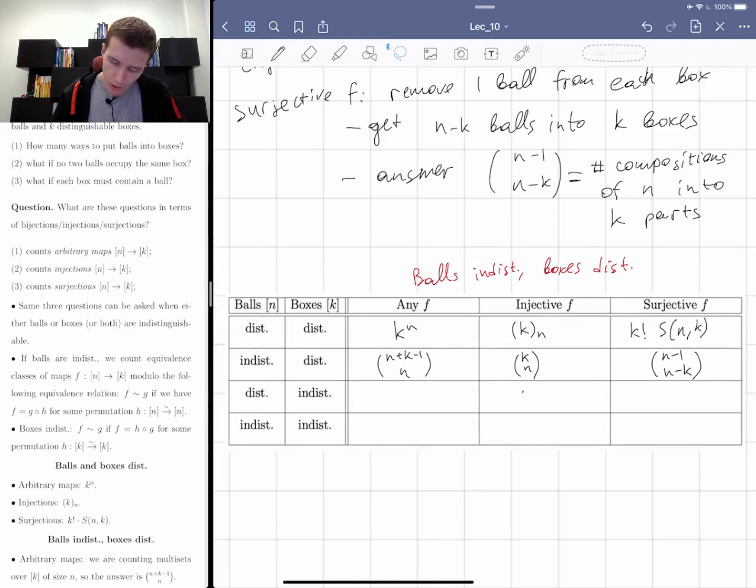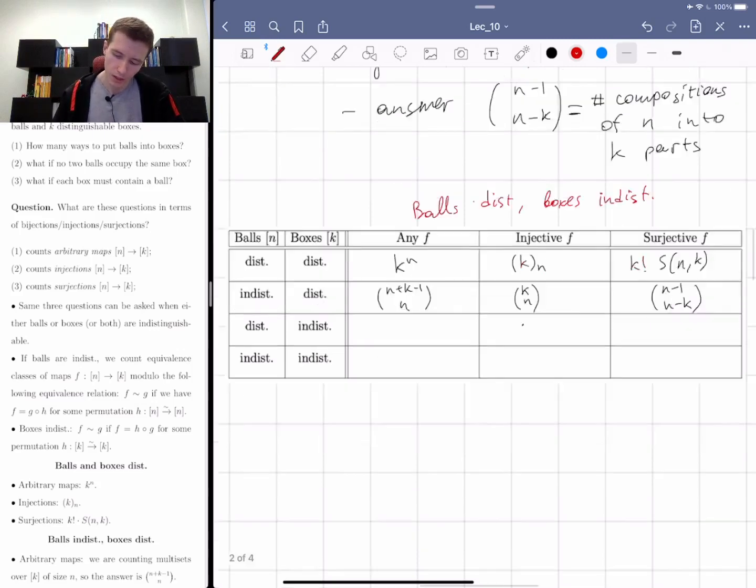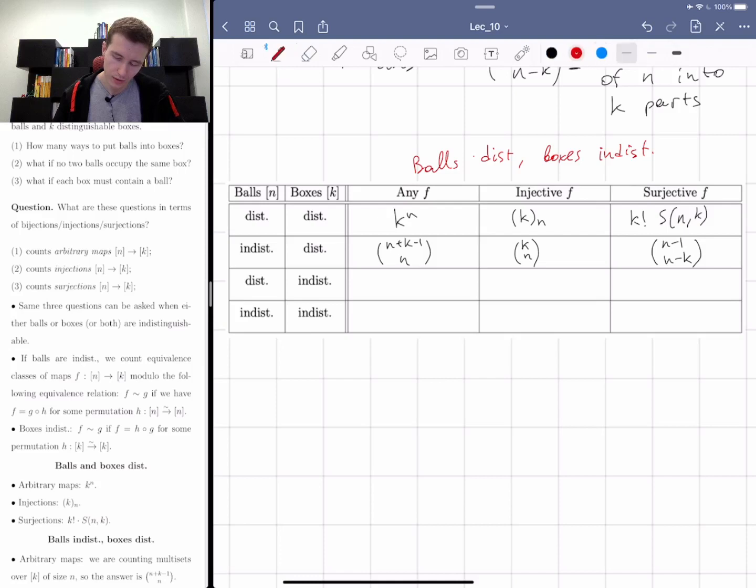Now what I want to do is consider the third row. So the balls are going to be distinguishable and the boxes are going to be indistinguishable. So my boxes are unlabeled, but for the balls, I only care which pairs of balls lie in the same box and which lie in different boxes. The boxes, I am allowed to permute.